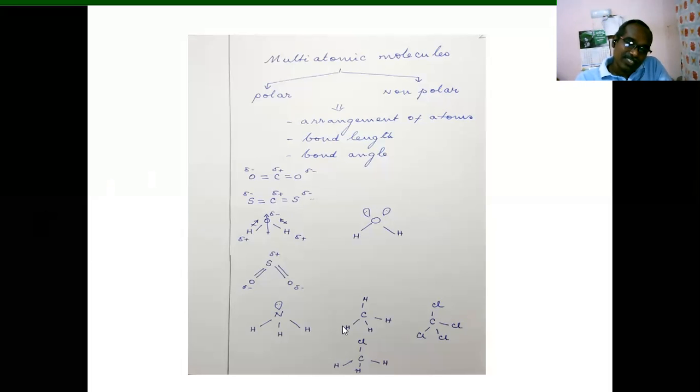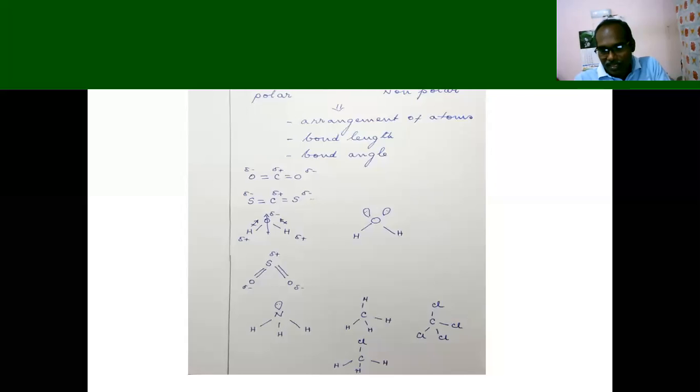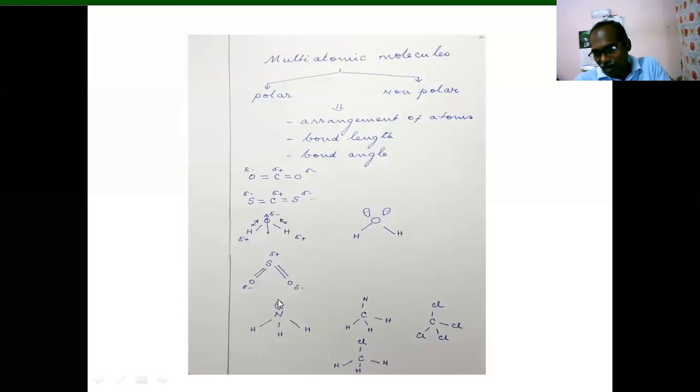And similarly, one such another example is sulfur dioxide. Sulfur dioxide molecule is also having permanent dipole moment. Actually, the sulfur dioxide molecule is also bent. So S double bond O, S double bond O, it is also bent like this. And because of the bent shape, it also has a permanent dipole moment. And you can take another example, ammonia.